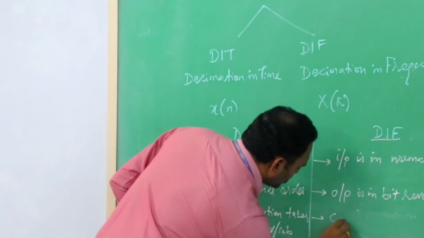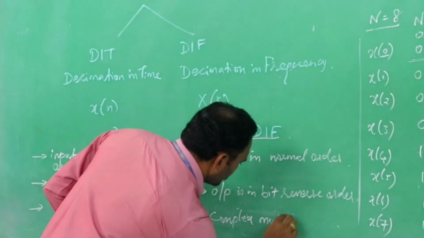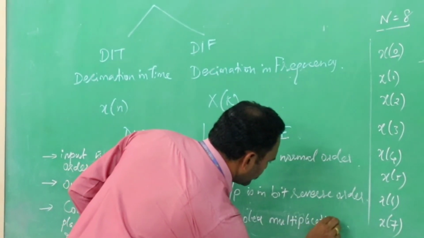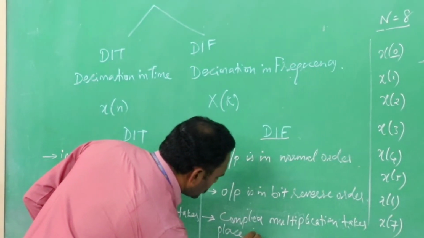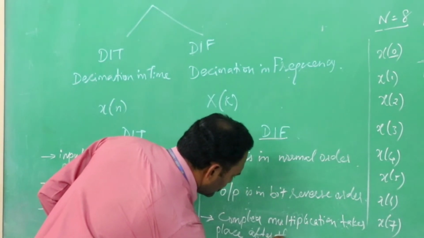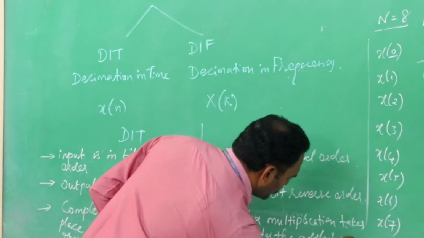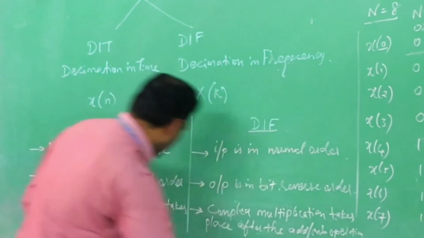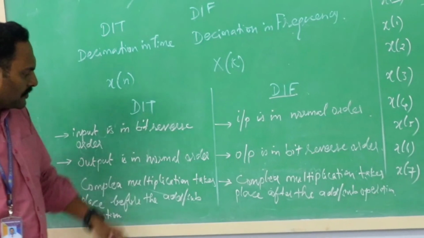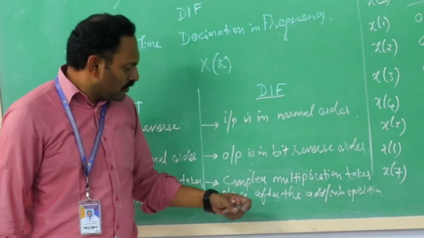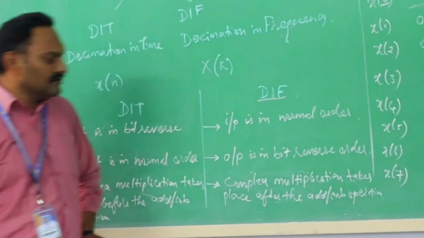As like that, in DIF, the complex multiplication takes place after the add and subtract operation, which means before we do the add and subtract operations, we need to multiply the complex values, and here in DIF, after multiplying with the complex multiplication values only, we have to perform the add and subtract operations.